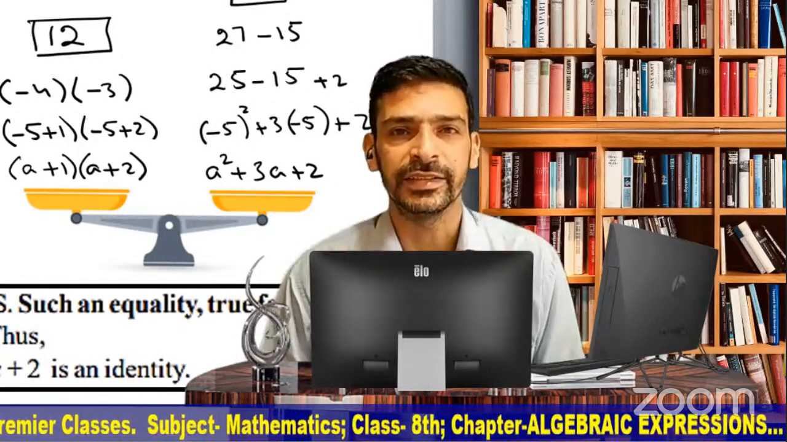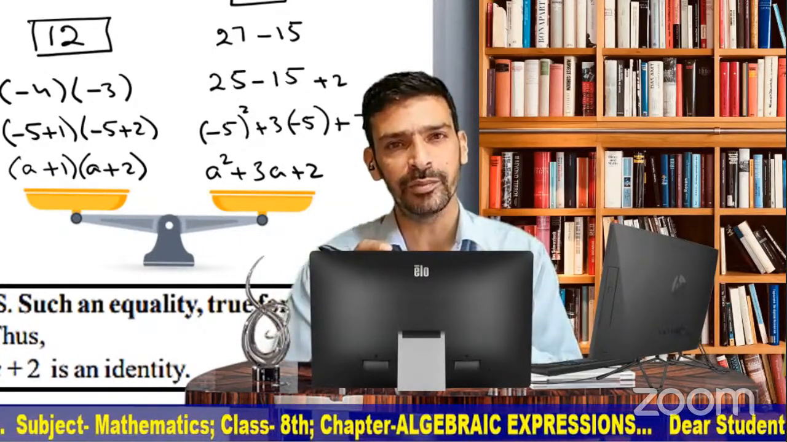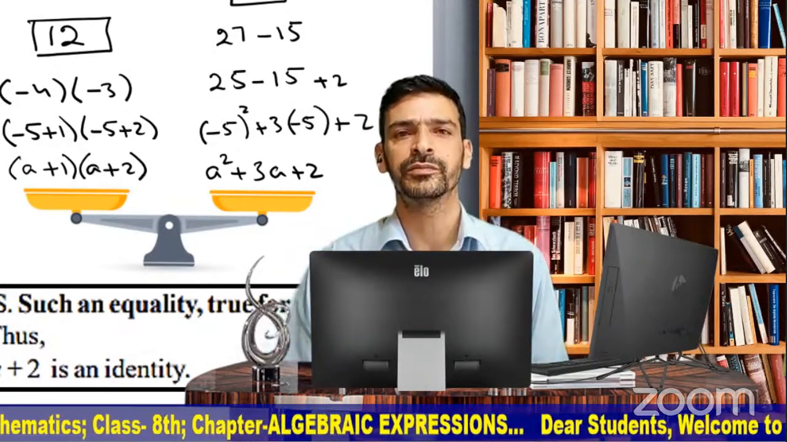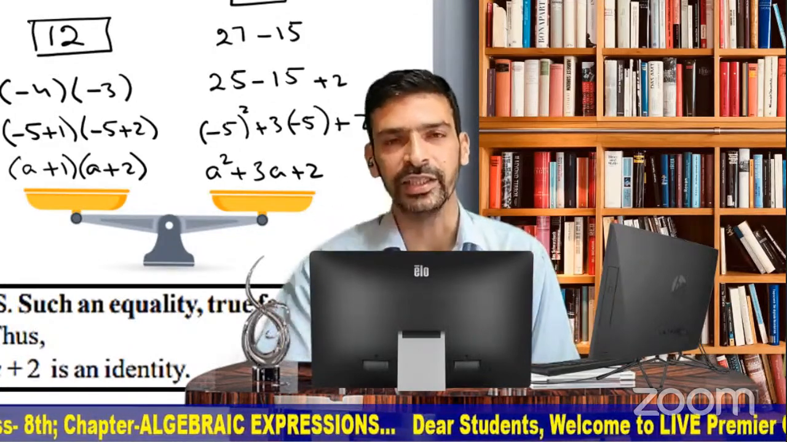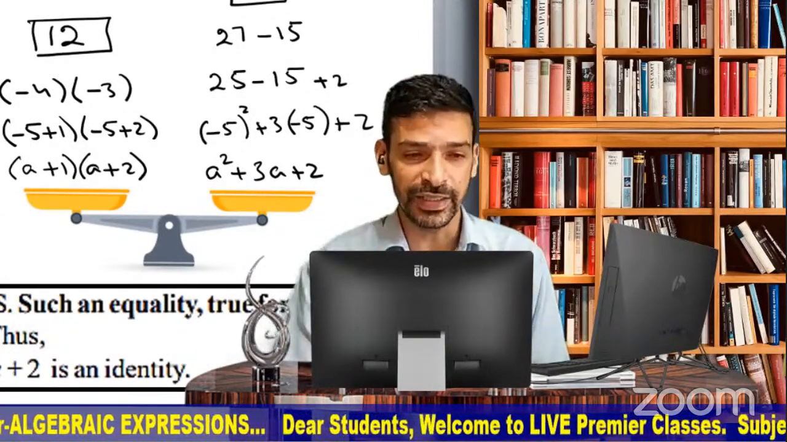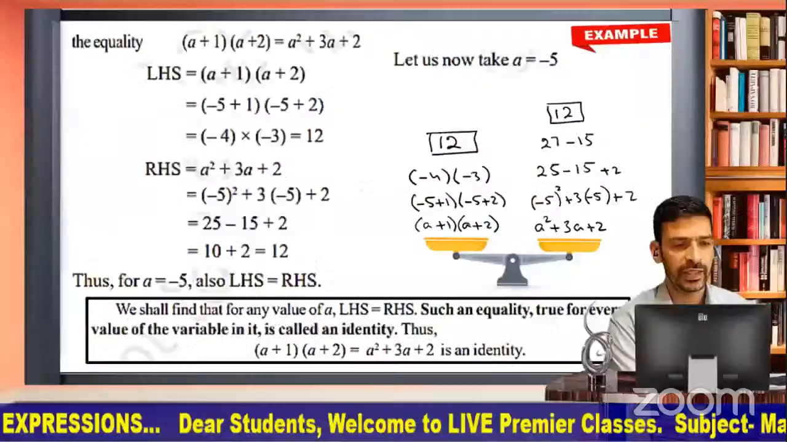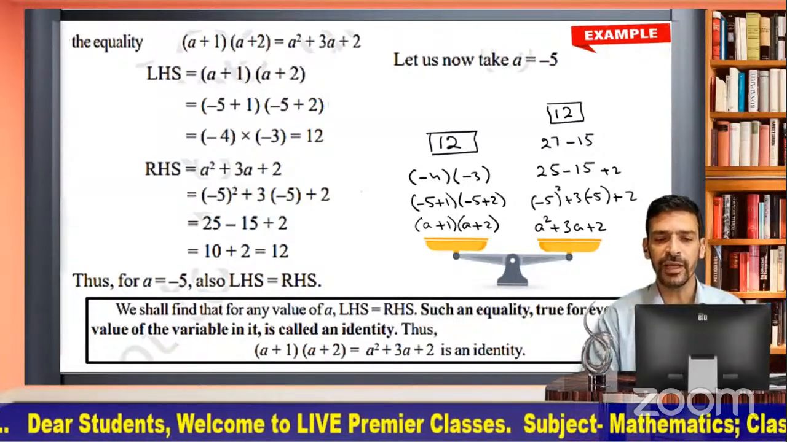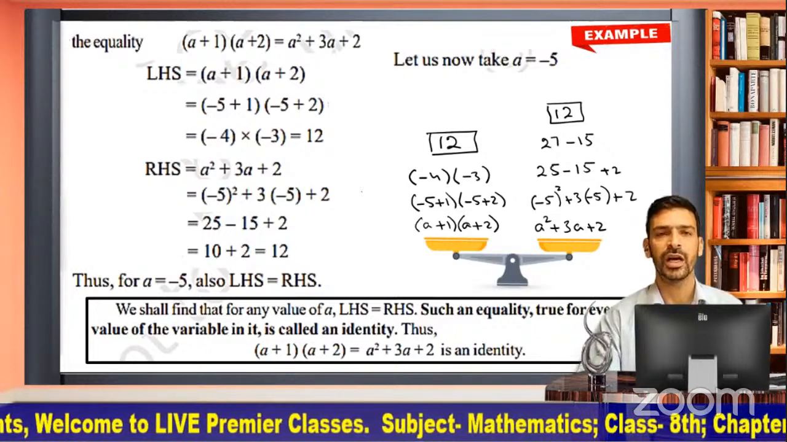वो इक्वालिटीज, यहां ध्यान देने वाली बात है, वो इक्वालिटीज जिसमें वेरिएबल का वैल्यू सब्स्टिट्यूट कुछ भी करे और लेफ्ट हैंड साइड और राइट हैंड साइड इक्वल बने, वही आइडेंटिटी है. Such an equality, we have a definition here. You see it. Such an identity, true for every value of variable in it, is called an identity.